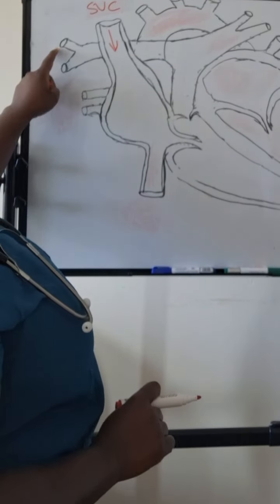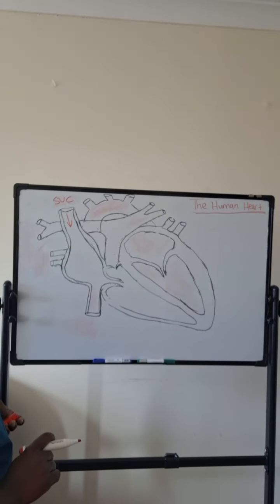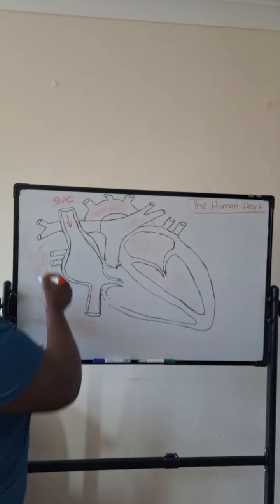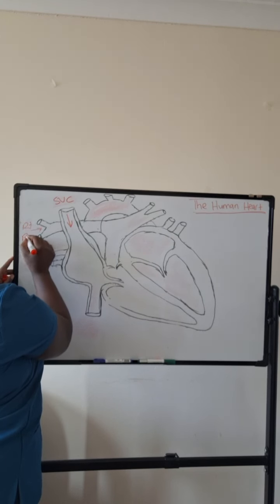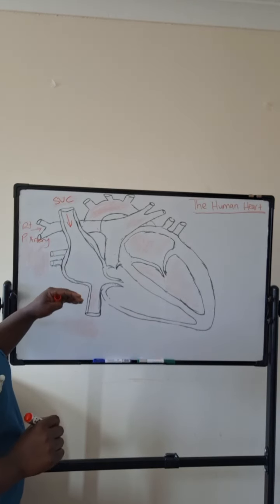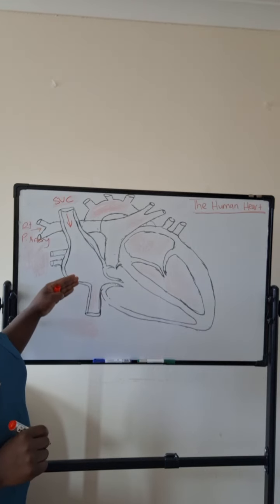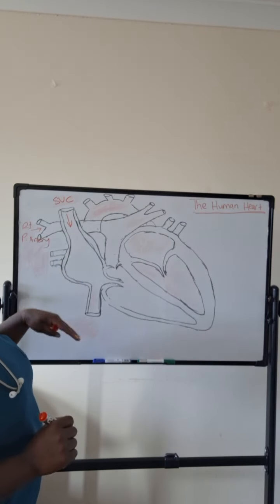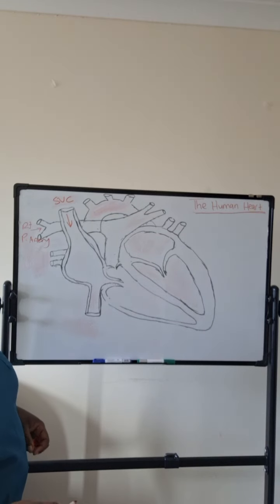So the next one is the right pulmonary artery. This is the right pulmonary artery. The right pulmonary artery transports deoxygenated blood from the right ventricle, pumped by the right ventricle, to the lungs for exchange of gases.